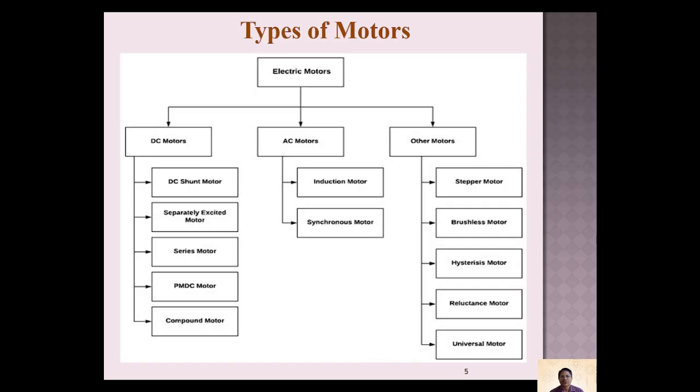Now we will see the different types of electric motors. They can be majorly classified as DC motors, that is direct current motors, then alternating current motors, and other types of motors. In the DC motor classification: DC shunt motor, separately excited motor, series motor, PMDC motor, then compound motor. In AC motors: induction motor, synchronous motor. Other types of motors can be classified as stepper motor, brushless motor, hysteresis motor, reluctance motor, universal motor, like that. We will see them one by one in the later slides.